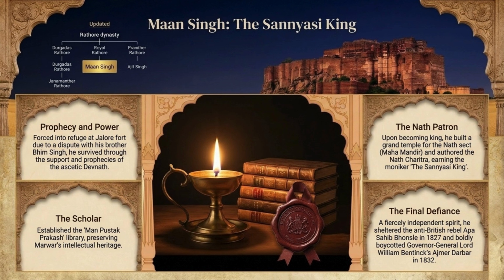In a final act of defiance, this fiercely independent spirit sheltered the anti-British rebel Appa Sahib Bhosle in 1827 and boldly boycotted Governor-General Lord William Bentinck's Ajmer Darbar in 1832.